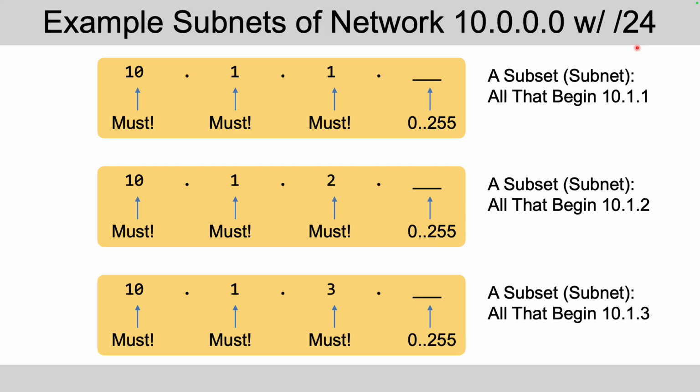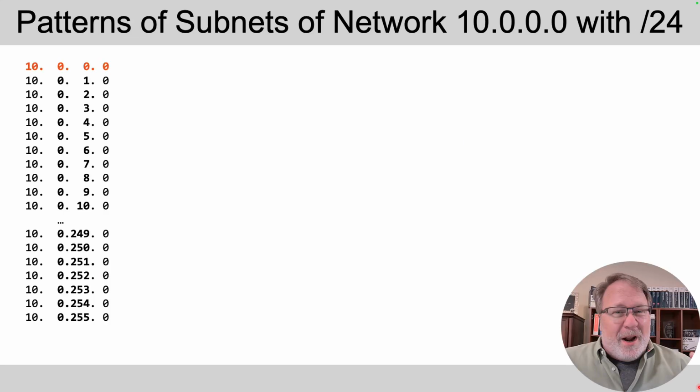First 3 octets, 3 times 8 is 24. We're using that mask. And the values will range between 0 and 255 in that last octet in each case. So in terms of breaking up our Class A network 10 into subsets called subnets, here are the identifiers, the subnet IDs for those subnets.